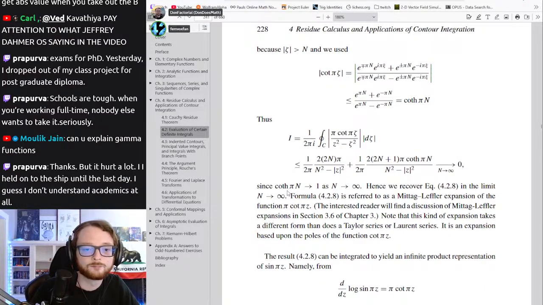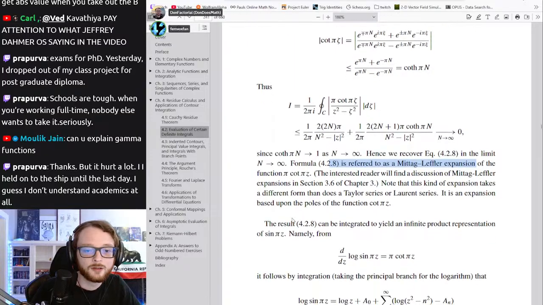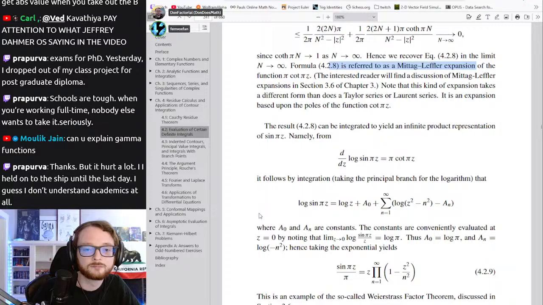Look what they said there. They said this formula 428 is referred to as a Mittag-Leffler expansion. Yeah, I think that was the important thing that they wanted to show. And then they said they discussed that in 3.6 of chapter 3, which had a star on it, didn't it? Because I don't think I had read that part. Yeah, I think it was starred. An expansion based upon the poles of the function cotan of pi z. That sounds kind of cool.